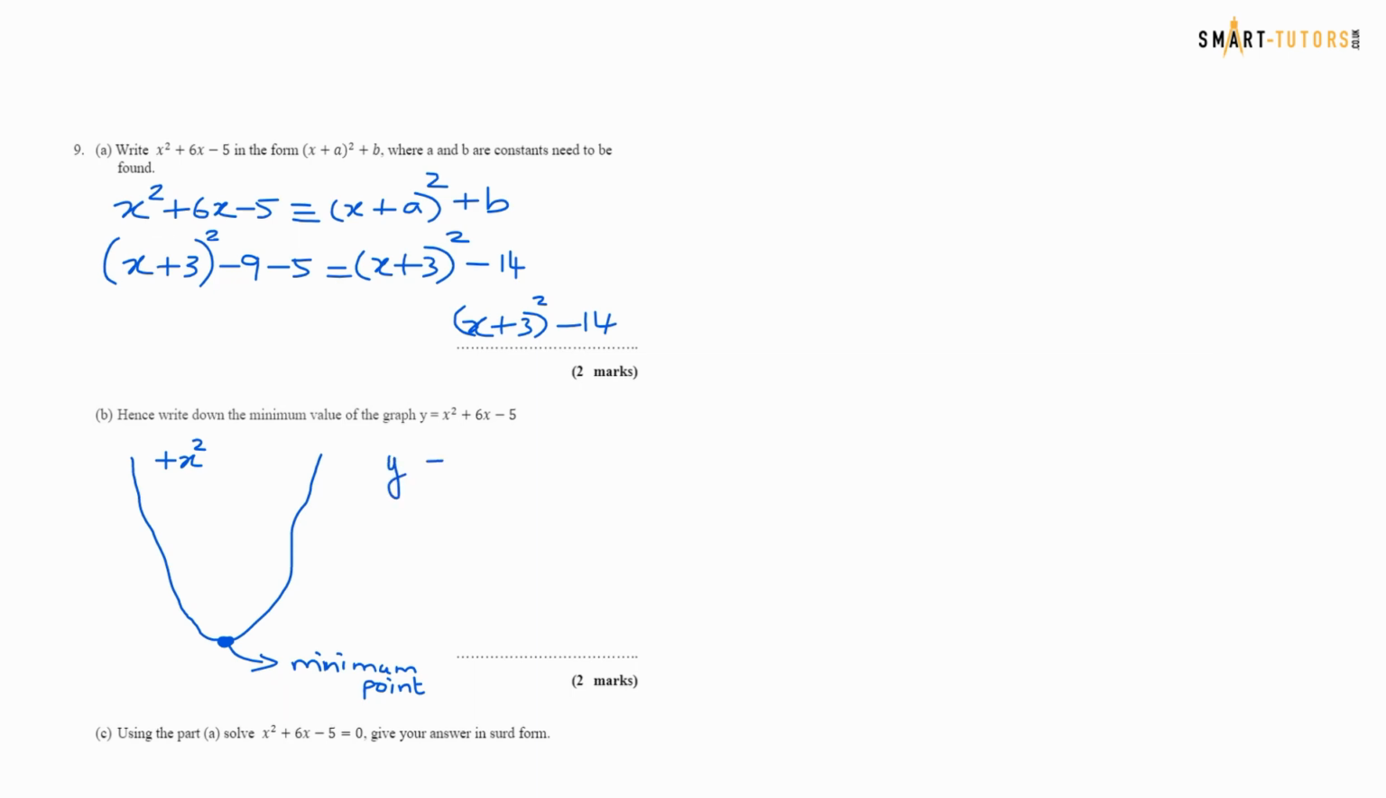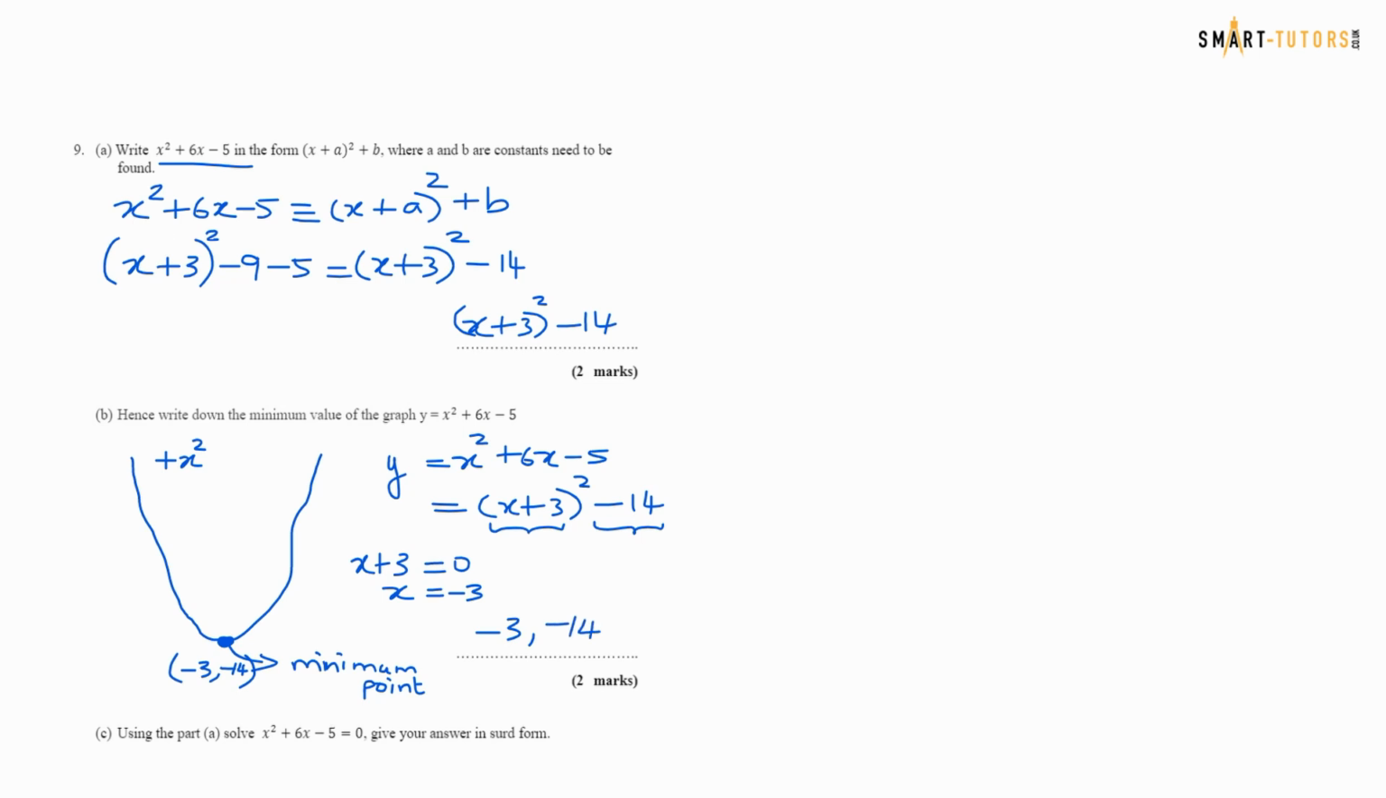The graph y equals x squared plus 6x minus 5 is the same as in part 1. In part 1, we already converted this into (x plus 3)² minus 14. So we take this x plus 3 part and equate it to 0. That gives the x coordinate, x equals minus 3. So the minimum point's coordinate is minus 3, comma, whatever is coming here, minus 14 is going to be our y coordinate. So the minimum point's coordinate is (minus 3, minus 14).